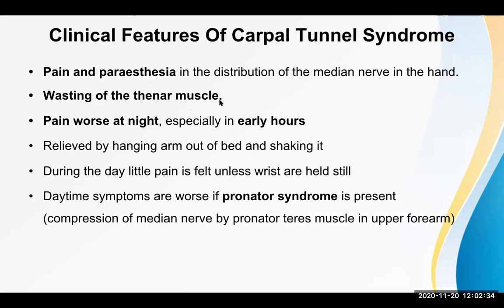Wasting of the thenar muscle. The thenar eminence is atrophied. It looks wasted. The typical bulb of the thenar eminence is lost. The pain is worse at night, especially in the early morning hours.